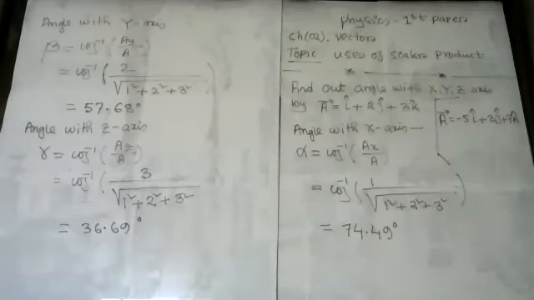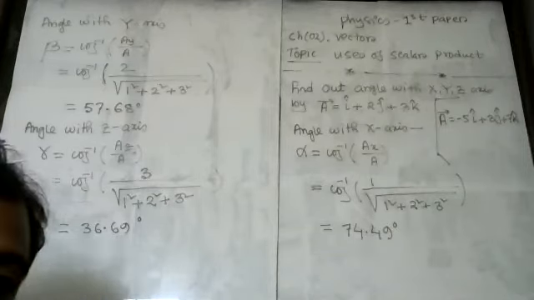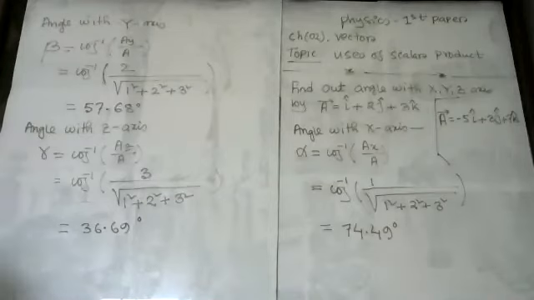So let's see what would be the answer of alpha, beta, gamma. What would be the values? Let's see this, my student. Vector A equal to minus 5i hat plus 3j hat plus 7k hat.